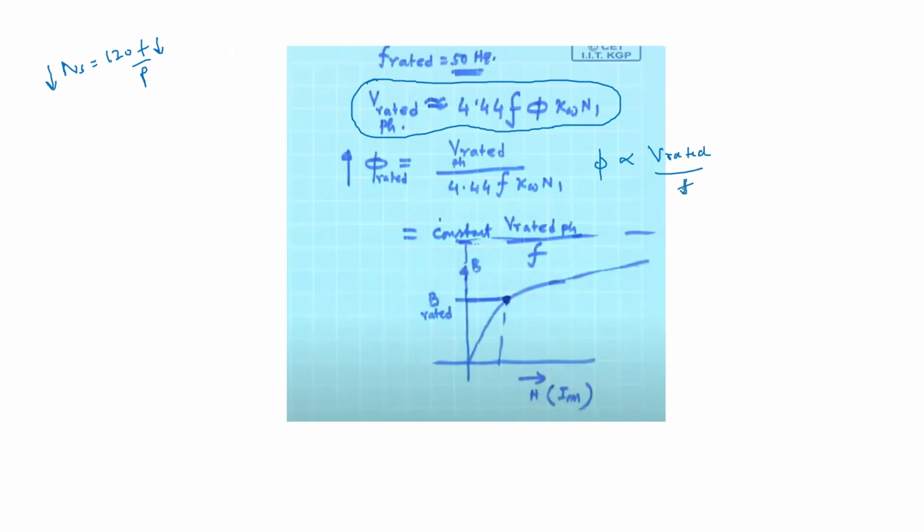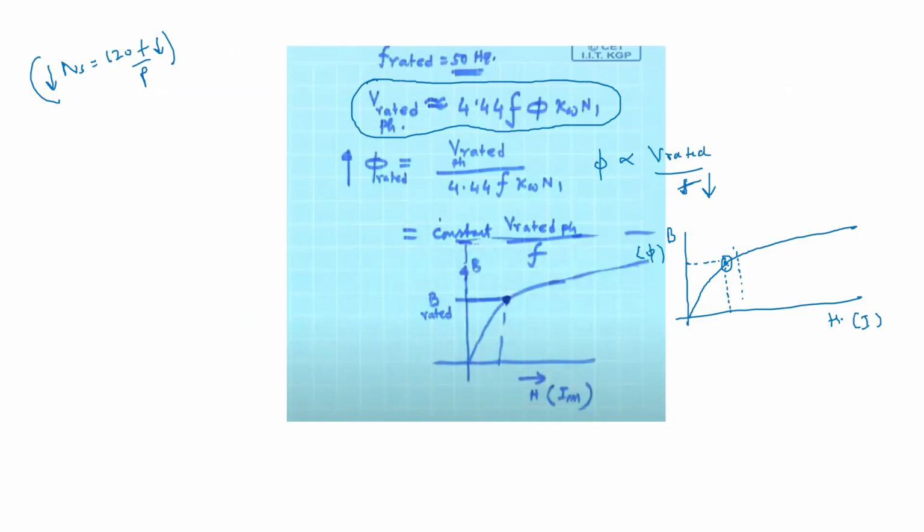Okay, so suppose you want to reduce the speed, and for that you will reduce the frequency. But what will happen is that if you see the BH curve of any machine, induction machine or transformer, it has two regions. One is the linear region and the other is the saturation region. So generally we operate it somewhere in this region. Okay, so this is the curve, and for this curve you have some phi value.